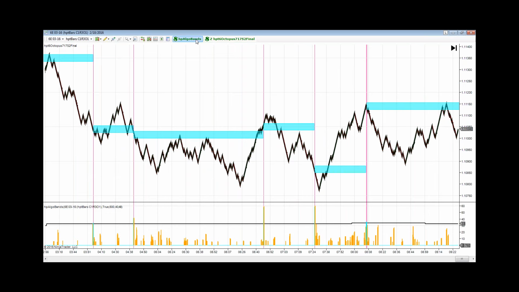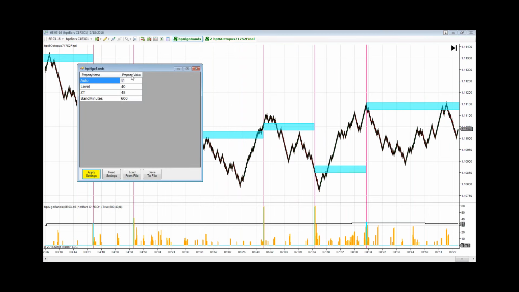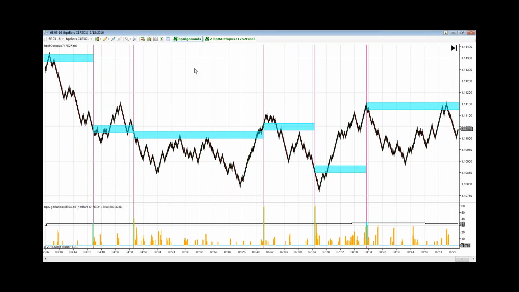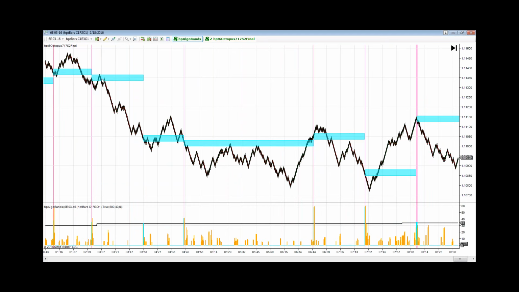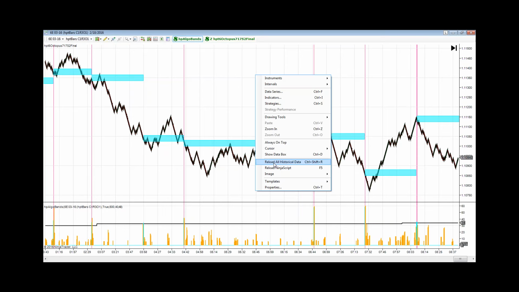So I'm going to change this now, and you're going to see I'm going to turn it off, and I'm going to leave my level at 40. And you're going to notice when I reload this, a lot of these are going to disappear. A lot of these values, for example, this one is not going to be here anymore, and this one is not going to be here anymore. So I'm going to reload.